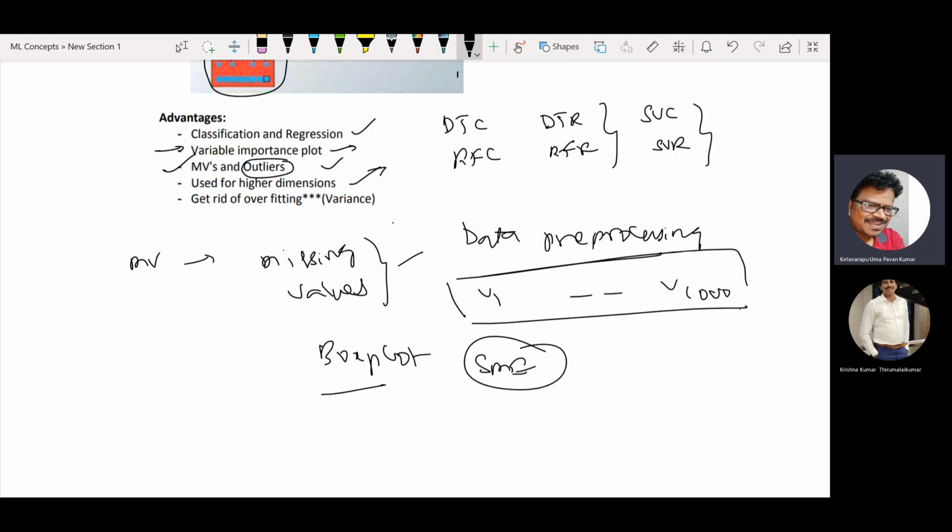higher dimensional data. Dimensionality is the curse of dimensionality, as we are always talking about, and it helps get rid of overfitting, because overfitting is another problem, guys. Decision trees also suffer from overfitting, where our model overly learns the training data, but at the time of testing, it does not perform well. So that is what we have seen in overfitting.